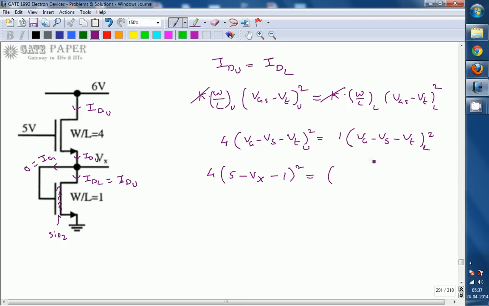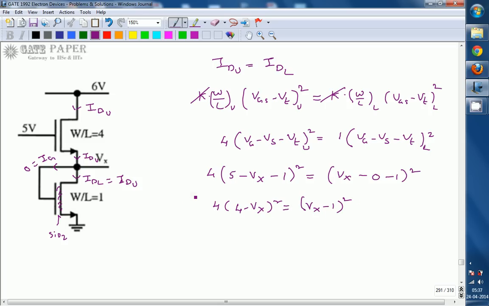So Vg, the gate of the lower transistor, is connected to the drain of the lower transistor, which is Vx. So Vx minus Vs, and the source of the lower transistor is connected to ground, so this will be 0, minus 1 whole square. So 4 times (5 minus 1), and 5 minus 1 is 4. So 4 times (4 minus Vx) whole square is equal to (Vx minus 1) whole square.